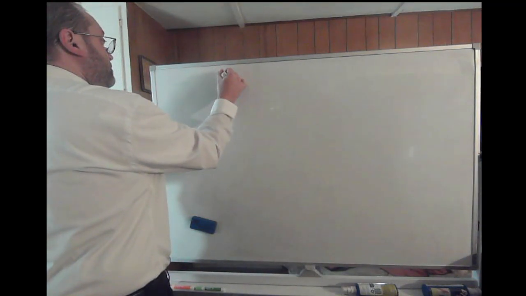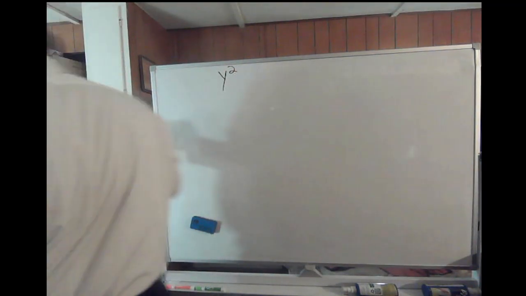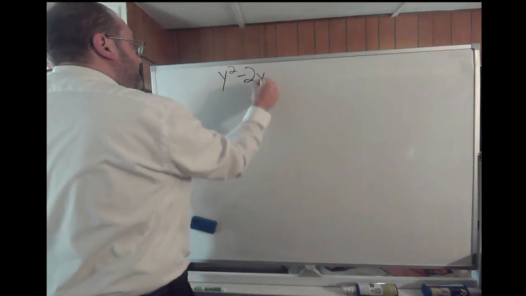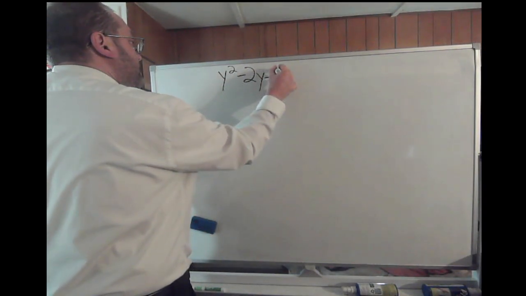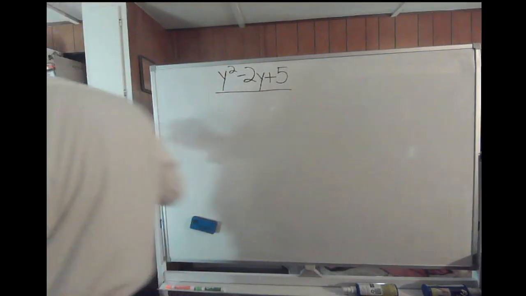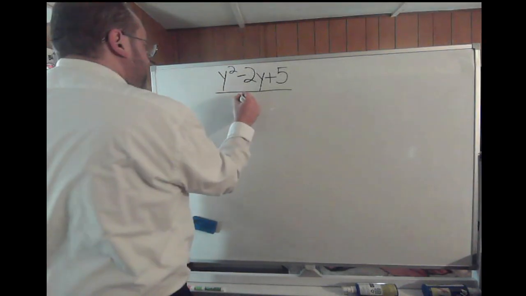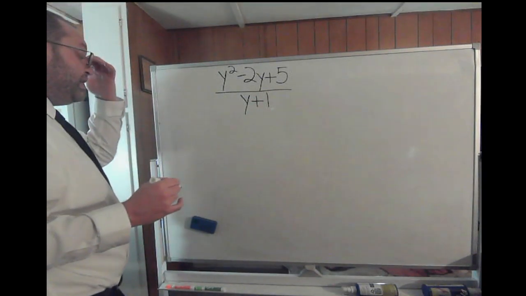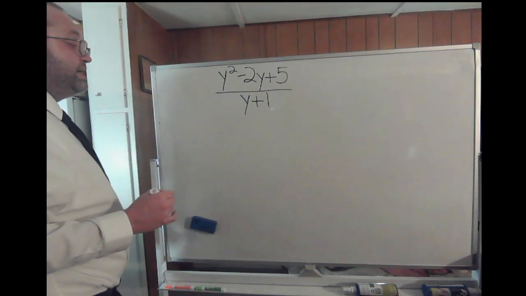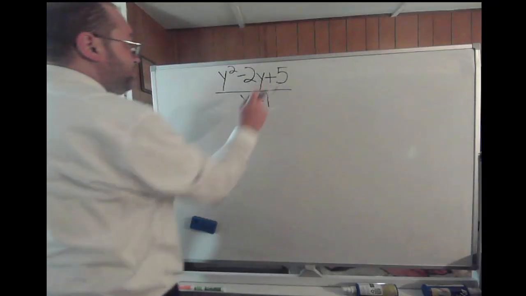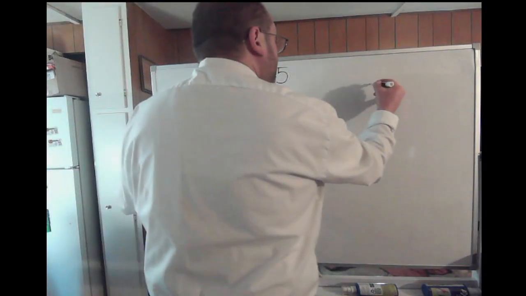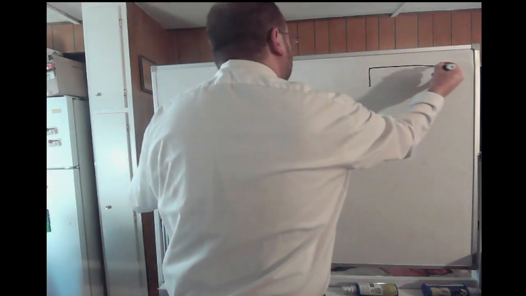Alright, let's see. We have y squared minus 2y plus 5 all over y plus 1. Well, I can tell you right now, this is definitely going to have a remainder because y squared minus 2y plus 5 doesn't factor evenly. But let's go ahead and do our long division anyway, because that's the whole purpose of this lesson.